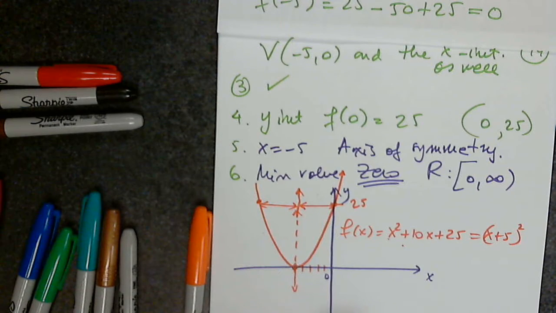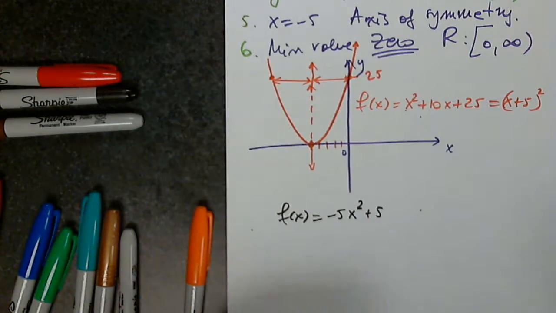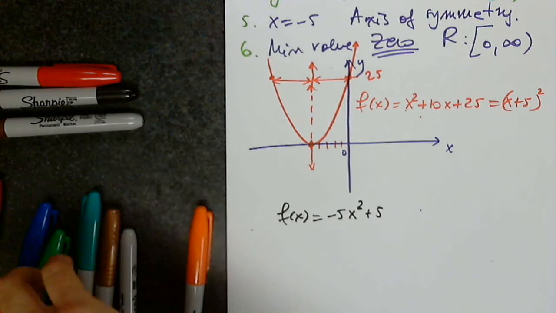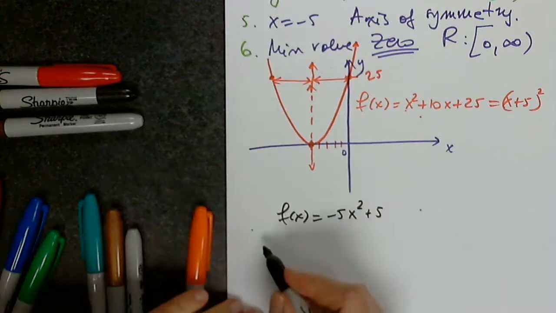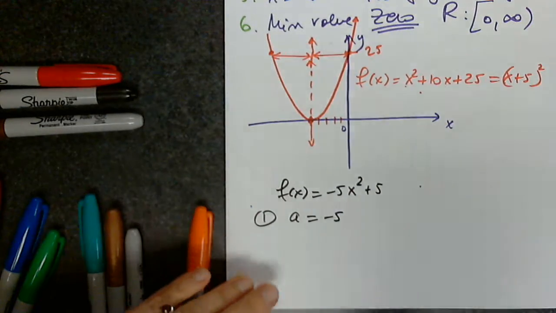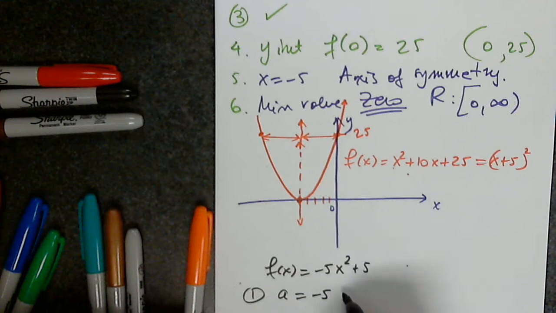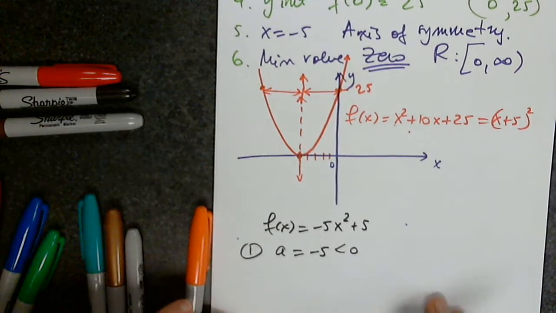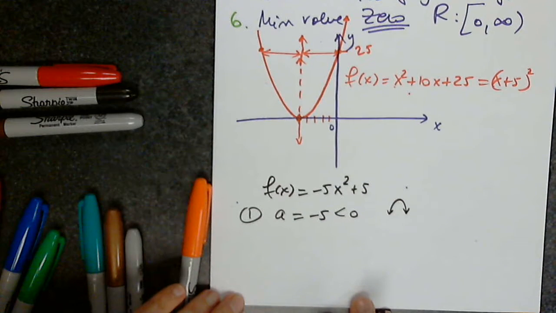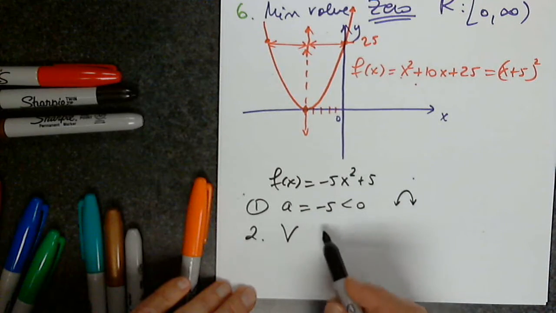So f of x equals -5x squared plus 5. We want to graph it. First step is the shape. So a equals -5. Yes. Which is less than 0. So the quadratic function has a maximum. Agreed? Yes? Okay. Number 2, the vertex.